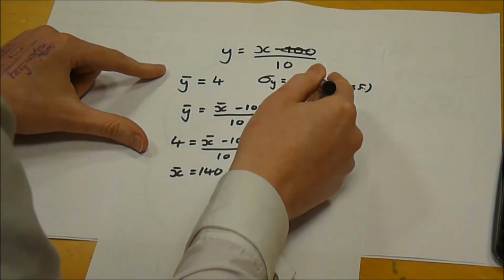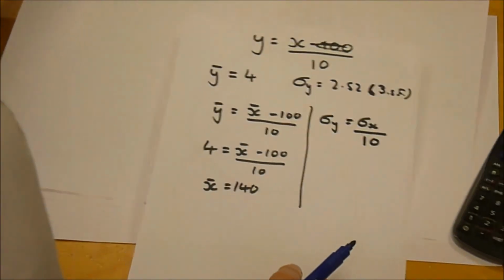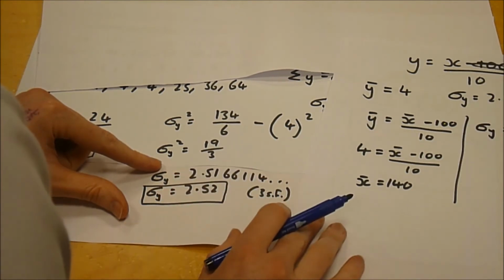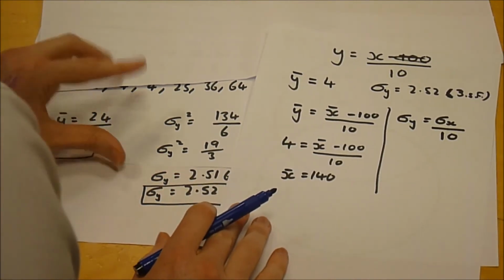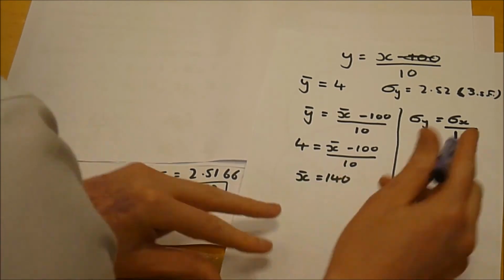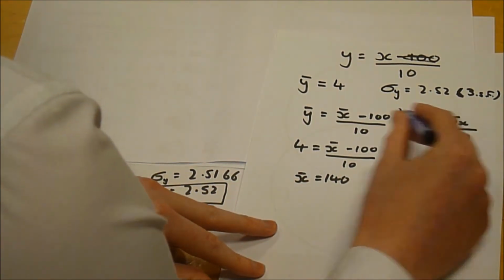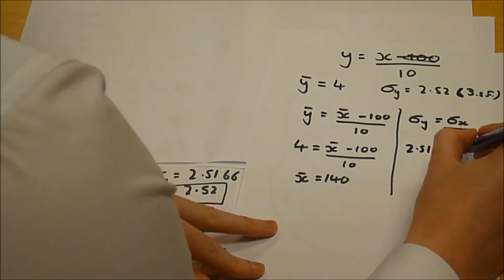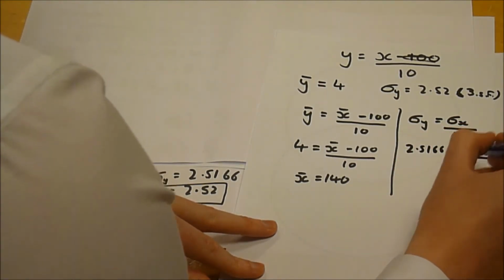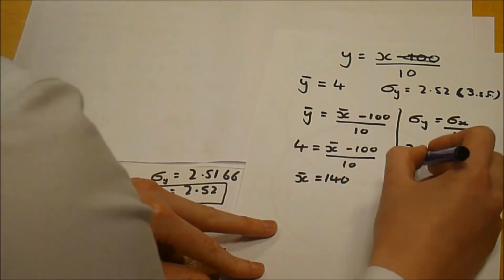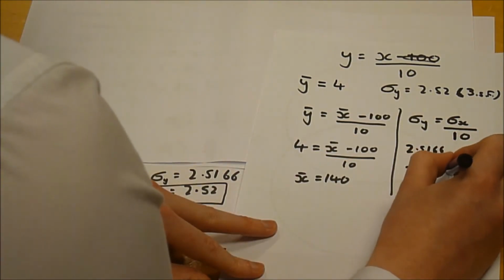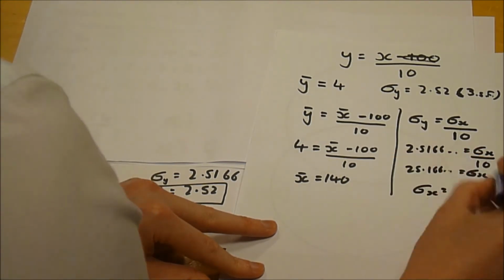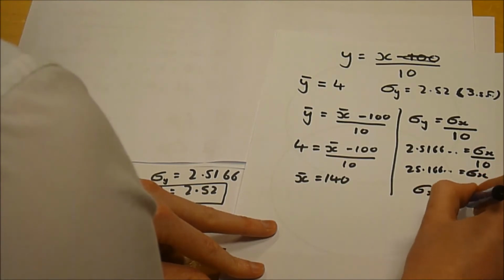Now this time I've got a slightly more tricky number, and actually I'm going to look back at my working. I put it a bit more accurate here, it's like 2.5166, so I might use that in my working. So let's make sure I can see that. So this is my standard deviation for y, 2.5166 dot dot dot dot. That was standard deviation of x divided by 10. Well, I can times by 10 and I'll get 25.166 dot dot dot. Standard deviation of x is more like 25.2, and that's the 3 sig figs.